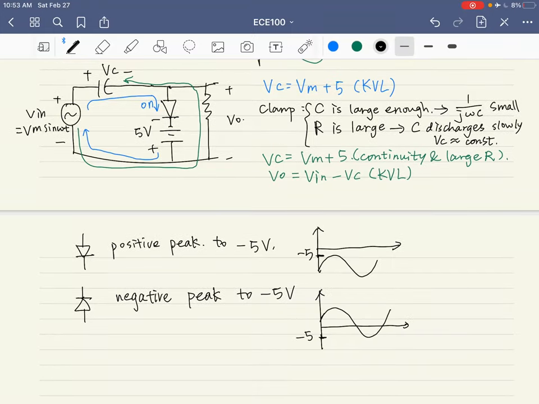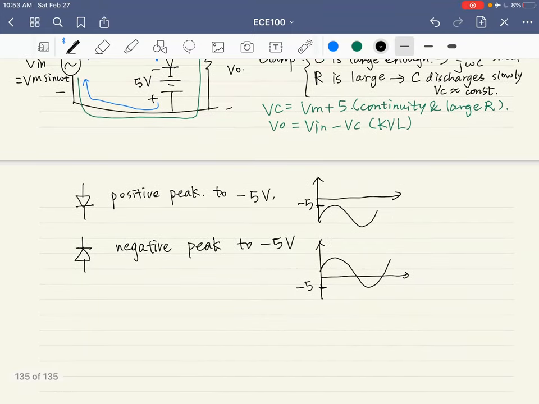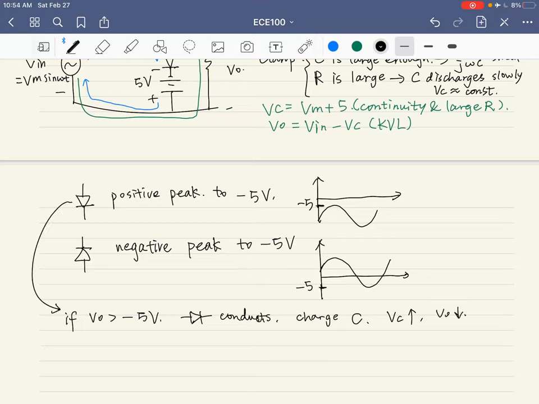Does it make sense? In the analysis process we discussed before, if VO is bigger than minus 5 volts, the diode will conduct, and its current will charge the C, and VC will go up and VO will go down. So VO will be clamped at or below minus 5 volts.